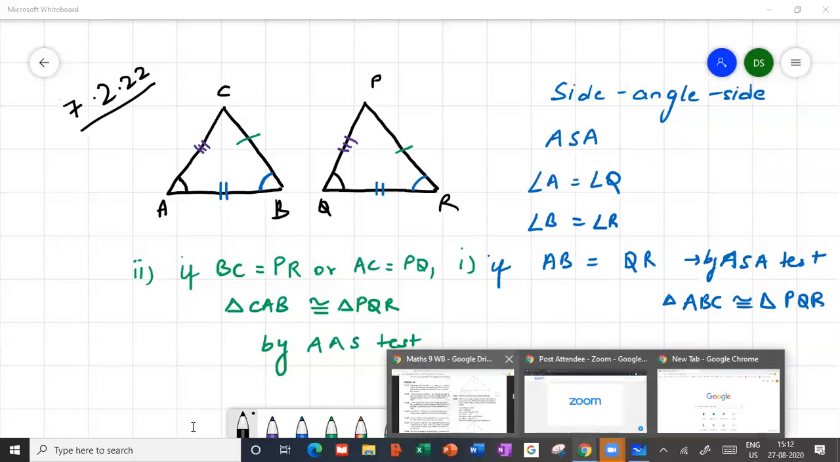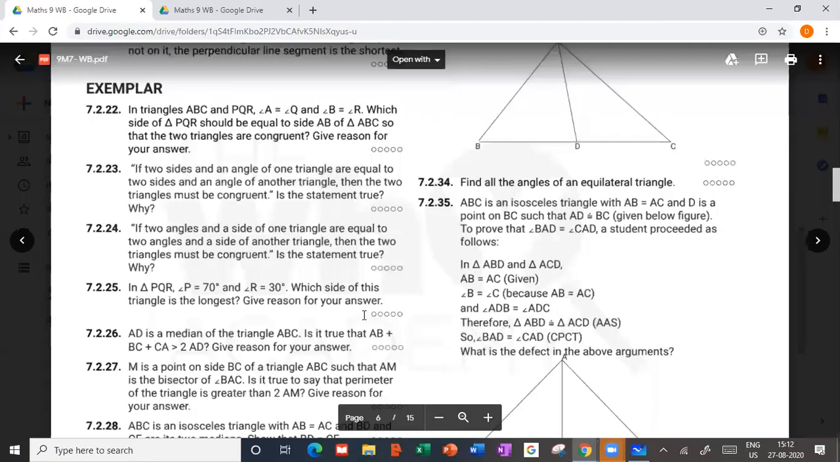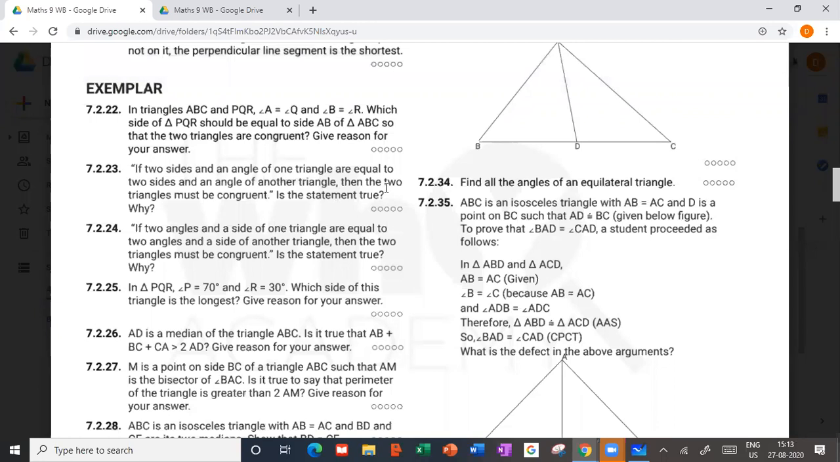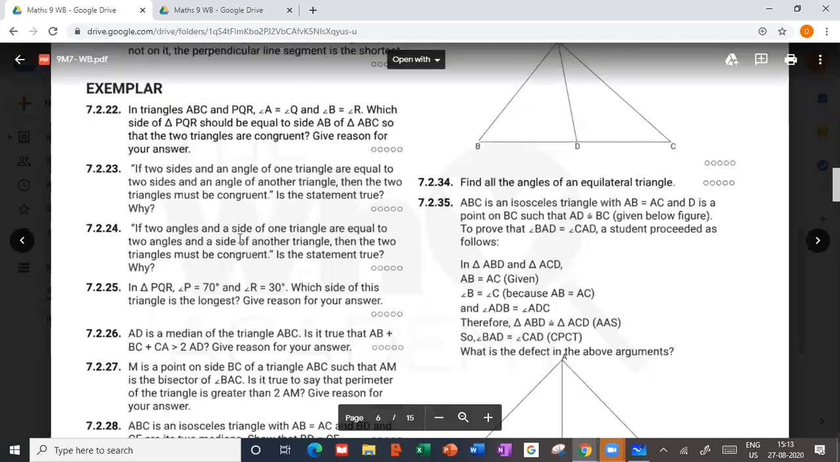Okay, moving on to the next question. If two sides and an angle of one triangle are equal to two sides and an angle of another triangle, then the two triangles must be congruent. Is this statement true?